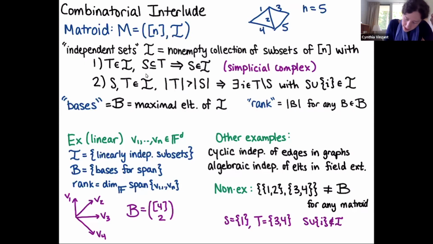I take subsets of these, so subsets of edges with no cycles. So {1, 2, 3} is a subset with no cycles, but if I added 4 in, then that's no longer independent. And so in this case, the independent sets would be collections of edges with no cycles in them. And the maximal elements, if we have a connected graph like this, are actually the spanning trees. Yeah. Thank you. Okay. Any other questions?